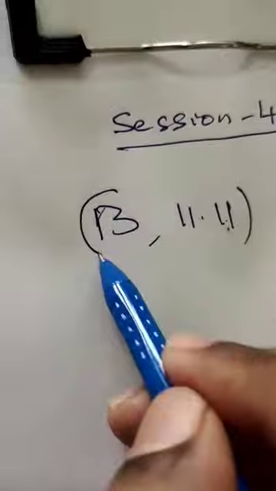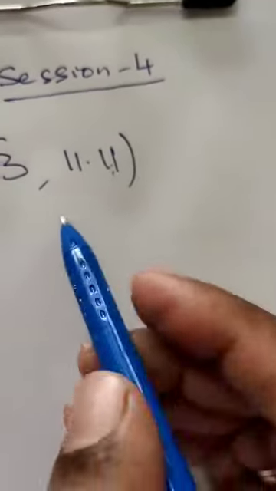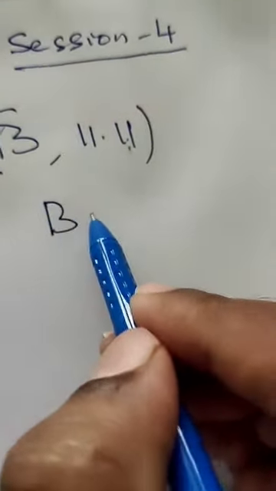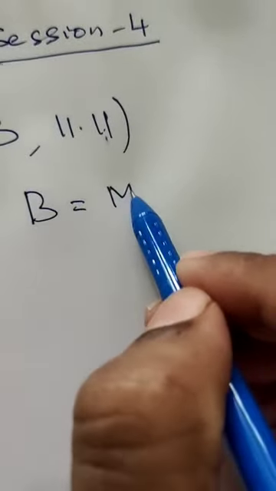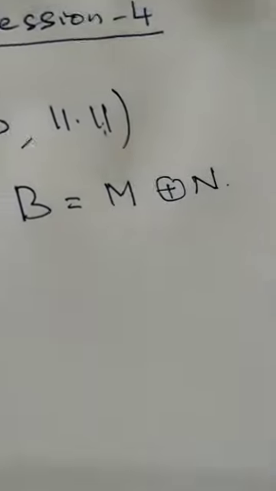So look here. Suppose we have a Banach space, say B. B is a Banach space with the same norm as this one. Now suppose M and N are linear subspaces of B such that B can be written as the direct sum of M and N.